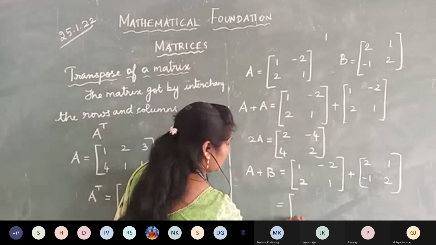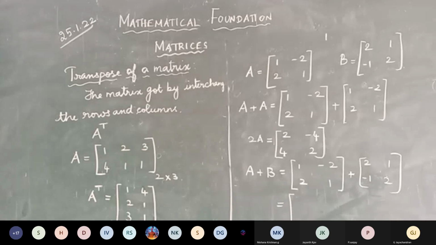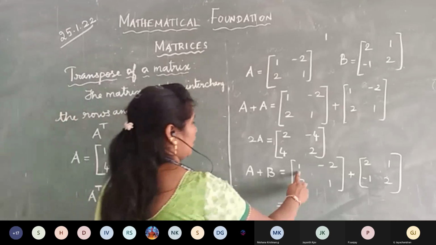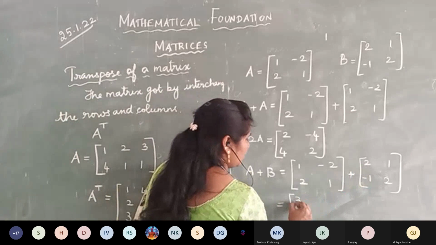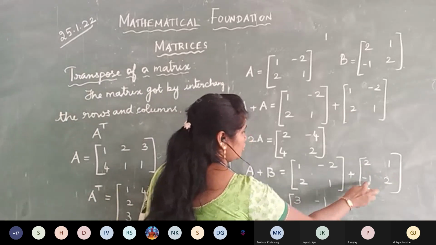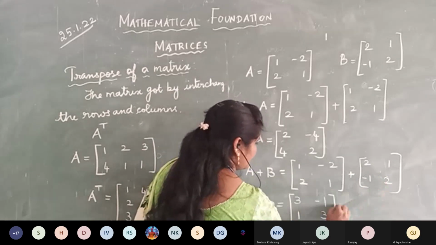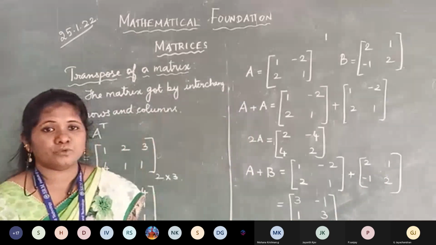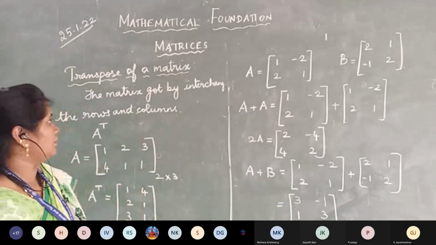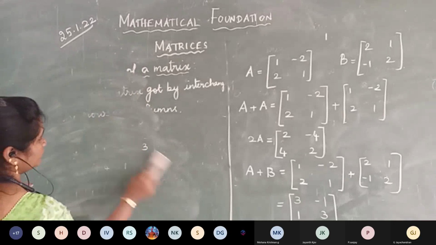So tell me what you will have. You're adding it. Add it and tell me what will be. 1 plus 2, which will become 3, minus 2 plus 1, which will become minus 1, 2 minus 1, 1, 1 plus 2. So this is how you're going to add it. Okay. The same way for your subtraction.